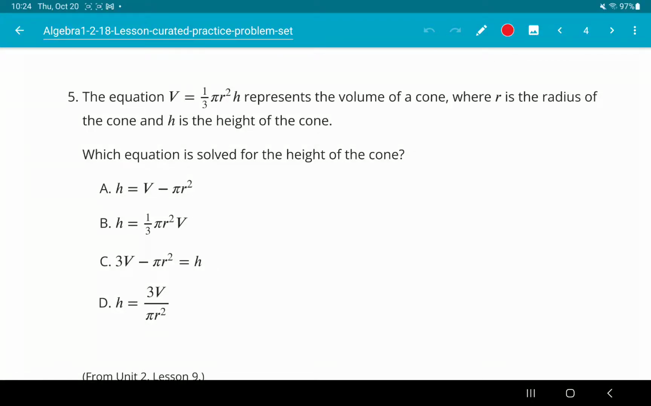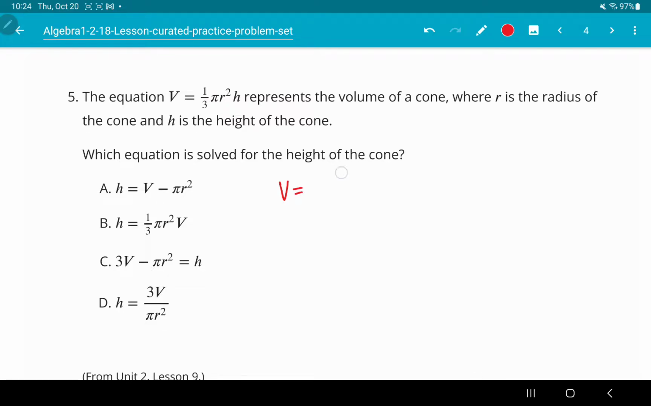The equation V equals 1/3 pi r squared h represents the volume of a cone, where r is the radius of the cone and h is the height of the cone. Which equation is solved for the height of the cone? Okay, well, let's start out with our original equation.